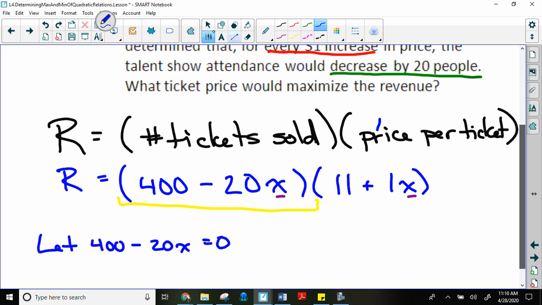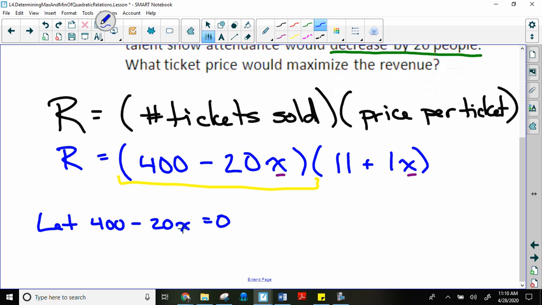Let's isolate. Oh, the struggle is real today. Let's isolate for x down here. Let's subtract 400 from both sides. Sounds like a good plan. Boom. Now we get negative 20x. Don't make that negative disappear. Okay, respect that. Negative 400.